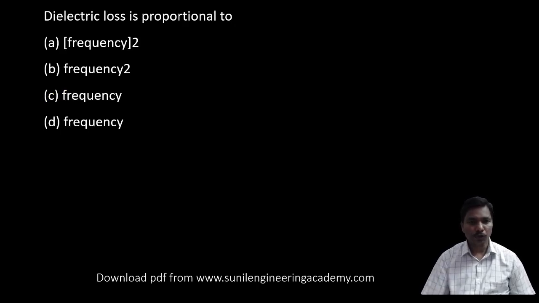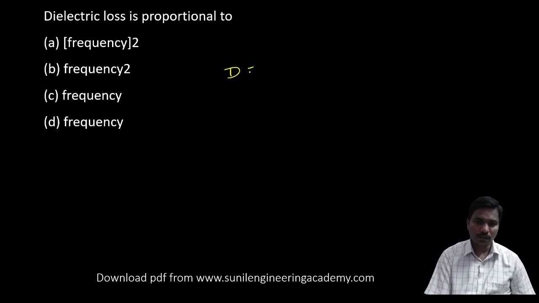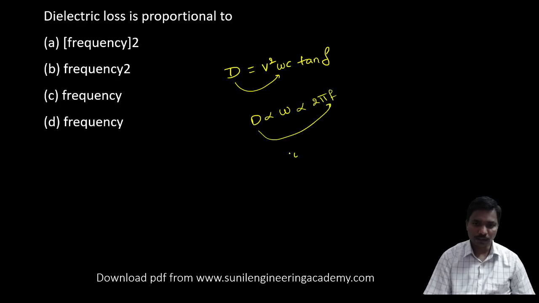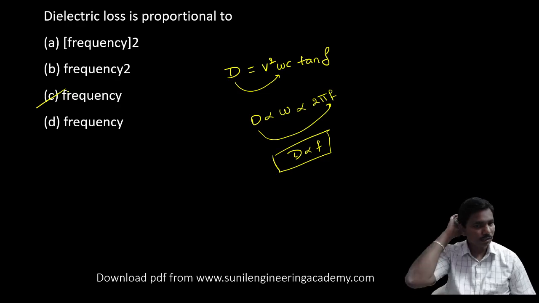Dielectric loss is proportional to dash. So dielectric loss is equal to V square omega C tan delta. So dielectric loss is proportional to omega, and omega is nothing but 2 pi f. So dielectric loss is directly proportional to frequency. So the answer is option C.